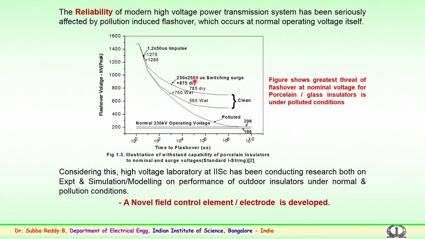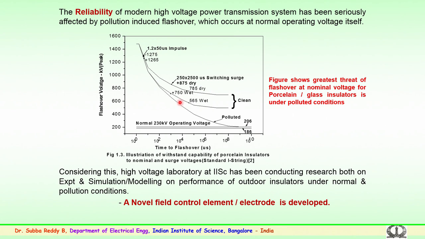So, no problems. Then coming back to switching surges, which are because of the opening and closing of the circuit breakers. The switching surges or switching impulses are typically of 250 by 2500 microseconds duration. Switching surges will normally be of magnitude somewhere around 875 kV in case of dry and 750 kV in case of wet condition. So, the 230 kV insulator string normally undergoes lightning impulse voltage levels and switching impulse voltage levels, both for dry and wet conditions, and does not have any problems with that.